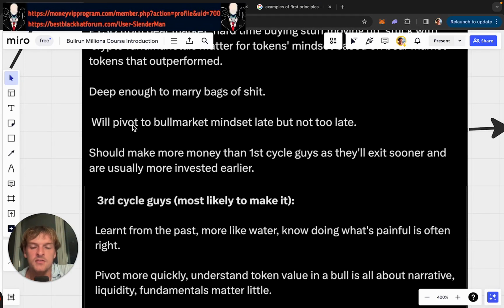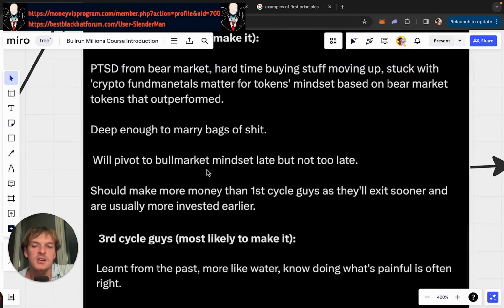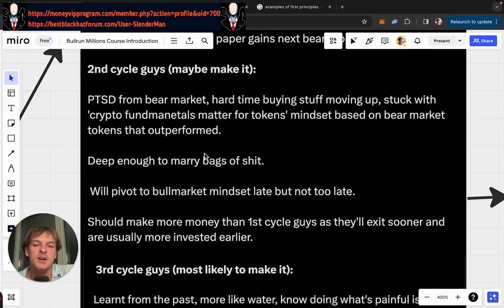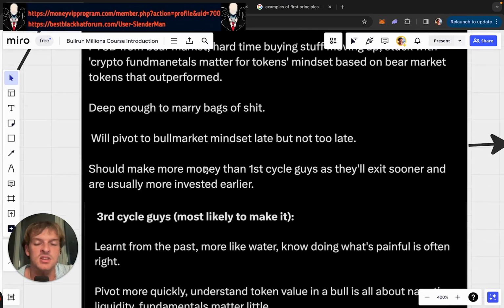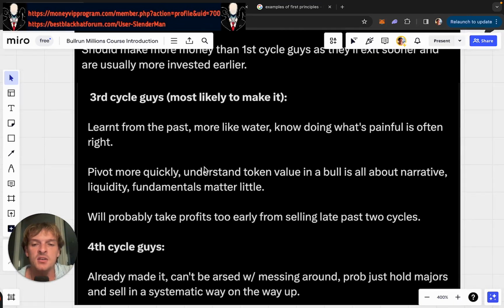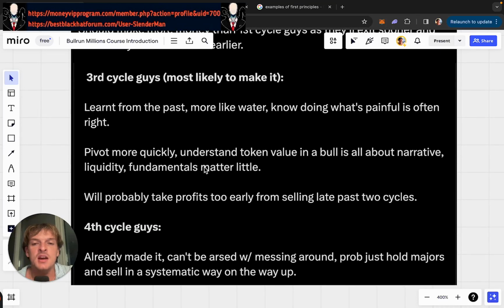And you'll pivot to the bull market mindset late, but not too late. You should make more money than first cycle guys, as they'll exit sooner and are usually more invested earlier. So you're not necessarily not going to make money, but you're just going to make not as much as you would probably like to make in your second cycle. So in the third cycle is where you tend to make the big money.